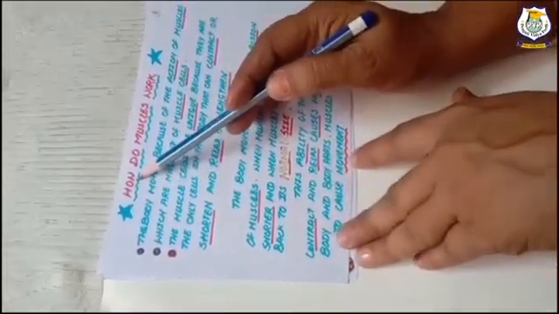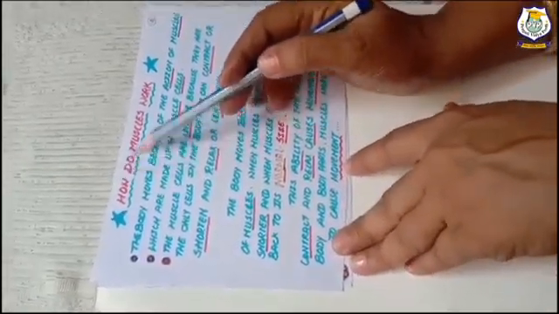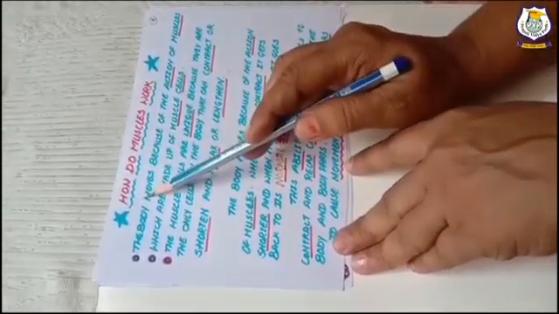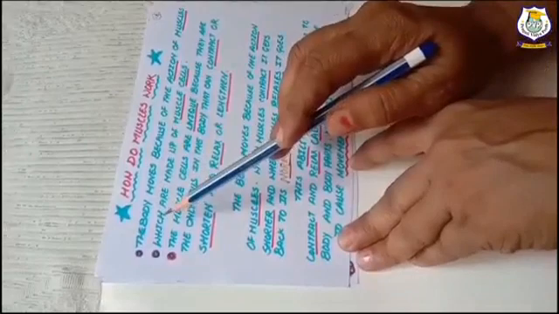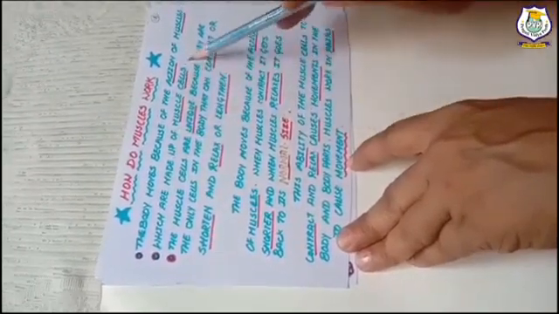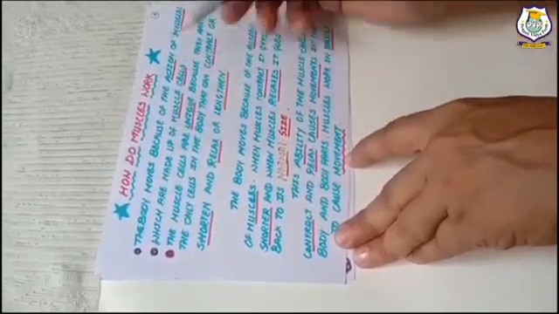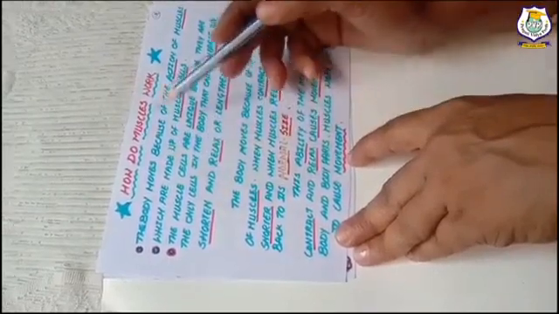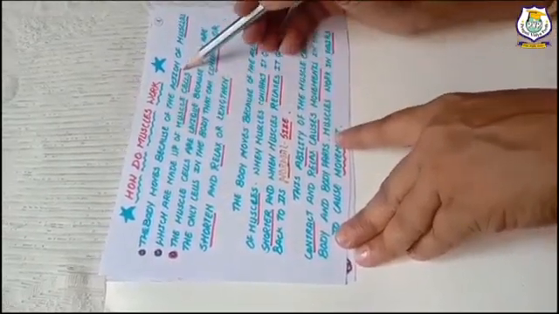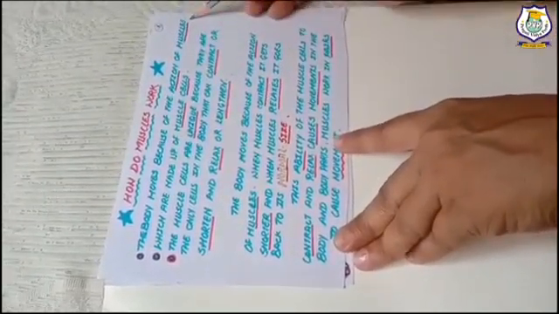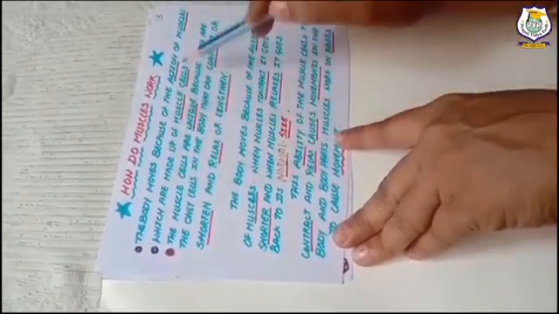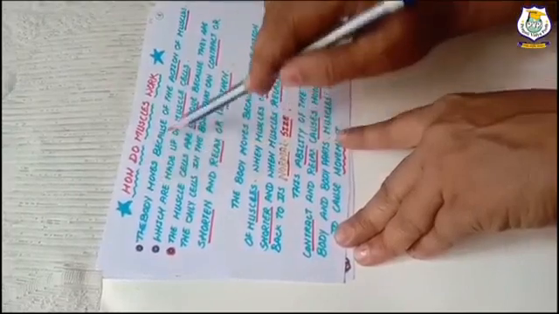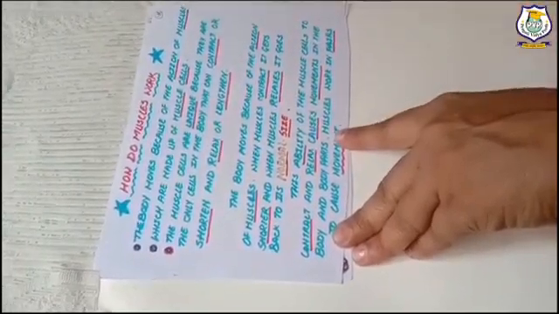Now let's come to the next topic. How do muscles work? The body moves because of the action of muscles, which are made up of muscle cells. How does our body move? With the help of the action of muscles, which are made up of muscle cells. It means muscles are made up of muscle cells and our body moves because of the action of the muscles.